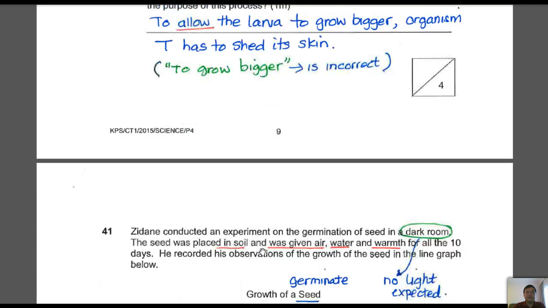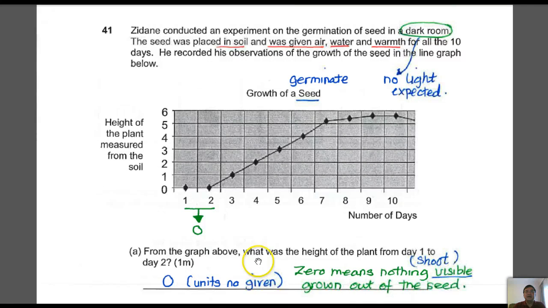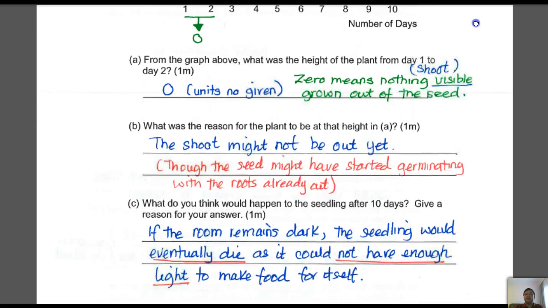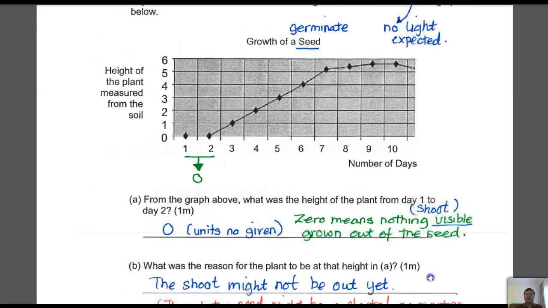Next. The graph here, read the top part very carefully. Most of you would have read properly, and a handful of you left out this important word, dark room. When you left out this word here, "has been left in dark room", most of you will get C wrong. Now let's take a look.